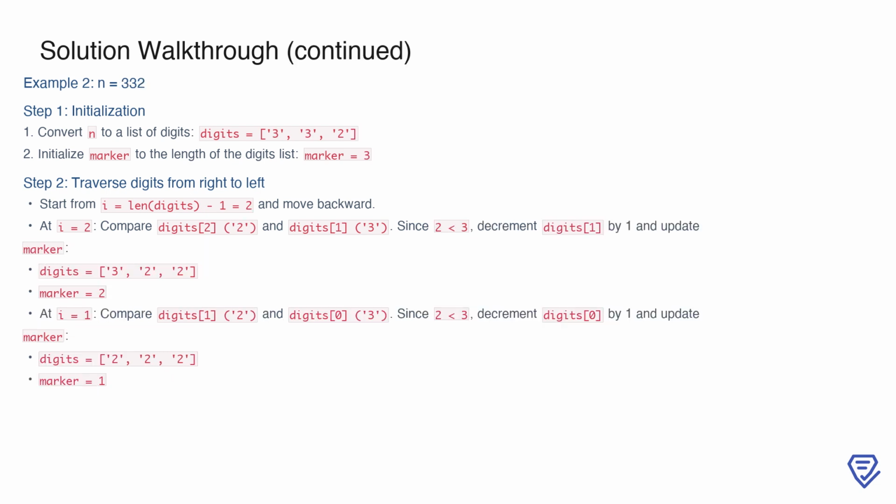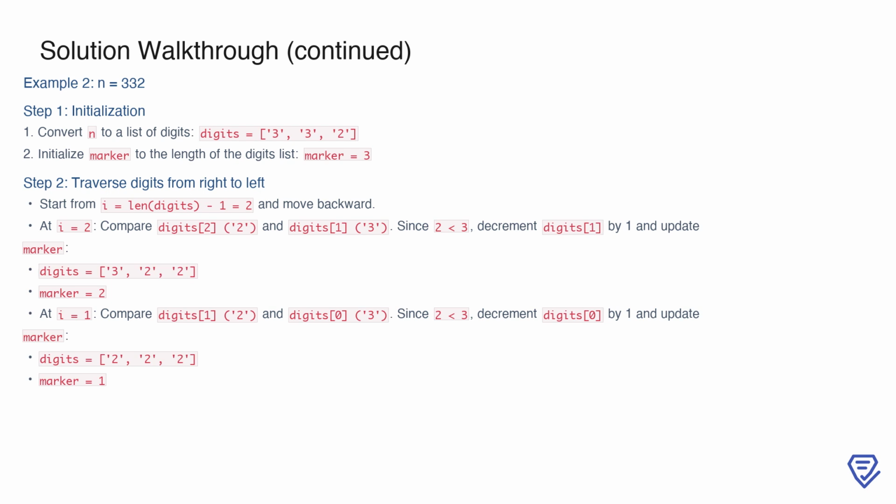Now let's consider the example where n equals 332. We begin by initializing the process. First, we convert the number into a list of digits, giving us 332. Then, we set the marker to the length of the list, which is 3. Starting our right-to-left traversal at index 2, we compare 2 with 3. Since 2 is less than 3, we decrement the digit at index 1 by 1, turning it into 2, and update the marker to 2.